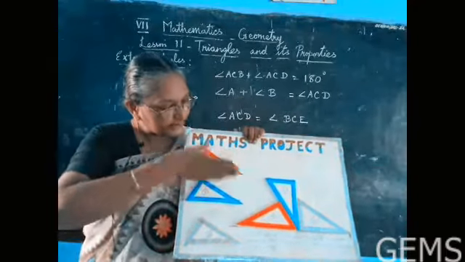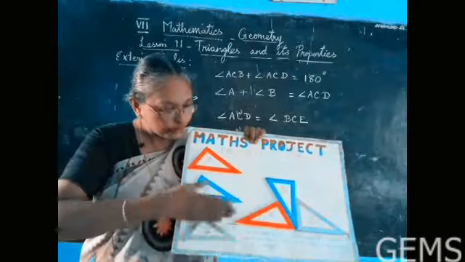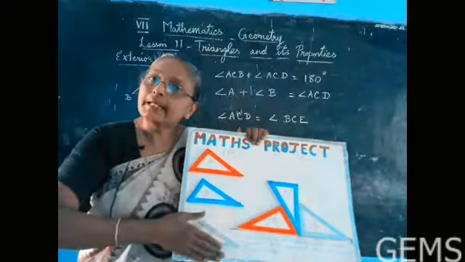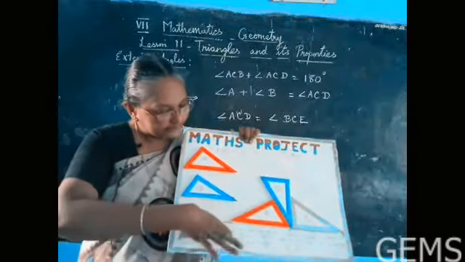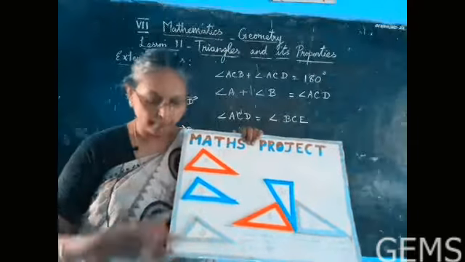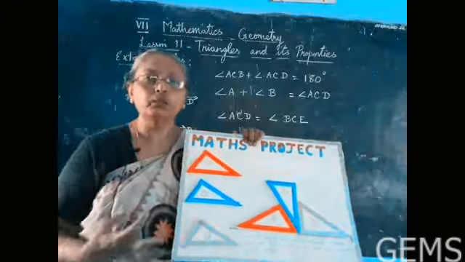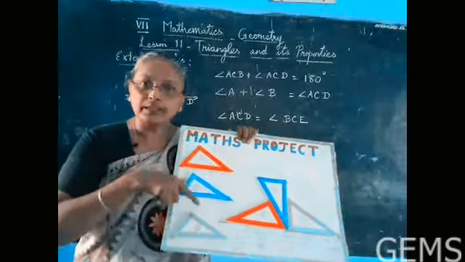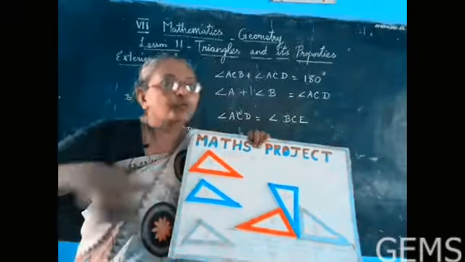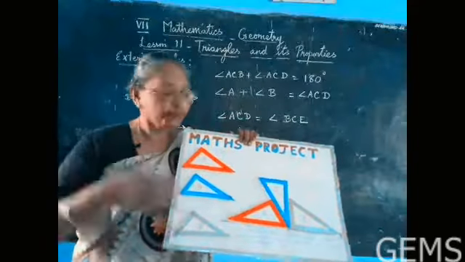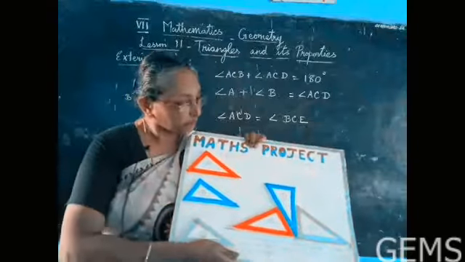Okay, this triangle and this triangle and this triangle should be of the same measures. That means this side and this side and this side are equal. This side, this side, this side are equal. This side, this side, this side are equal. If you want, you can make one triangle from a chart paper and keep it on that chart paper and cut two more triangles of the same measure. So you can get three triangles.